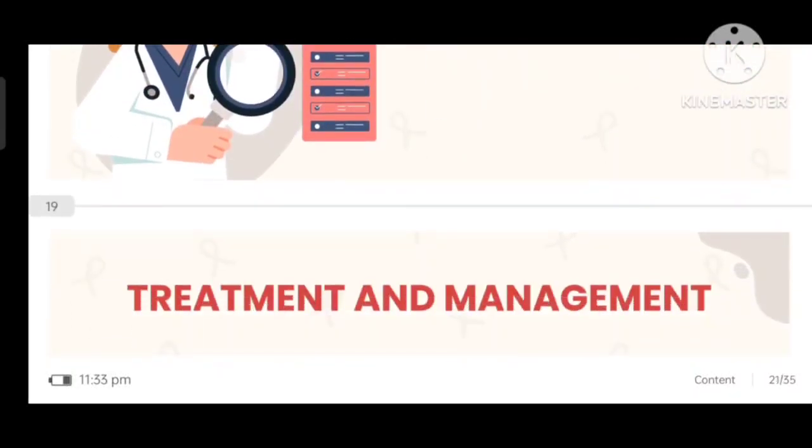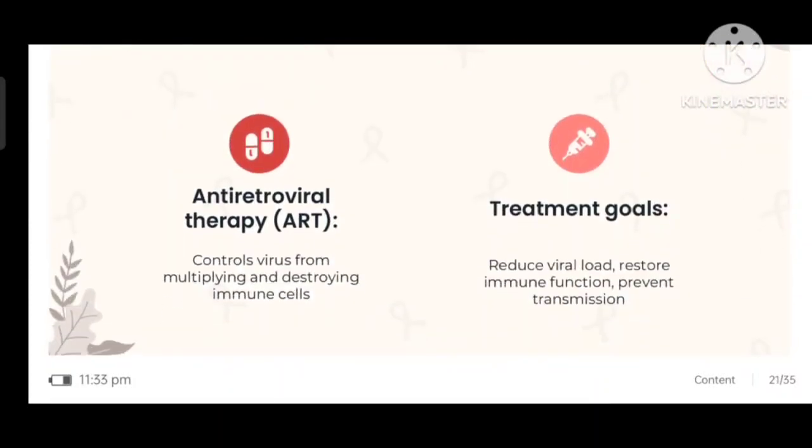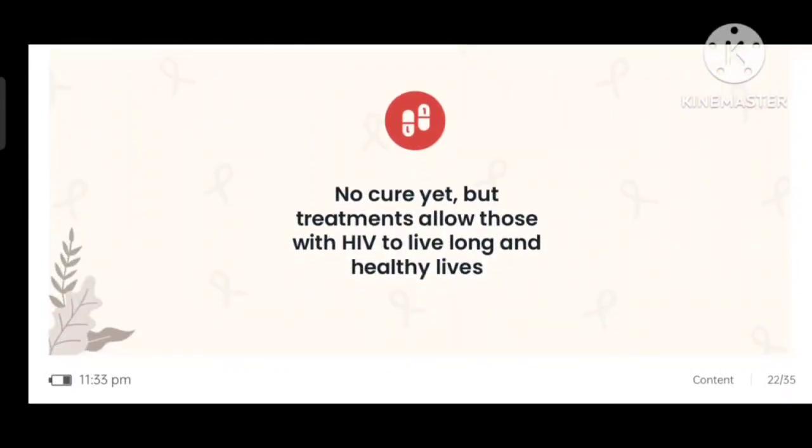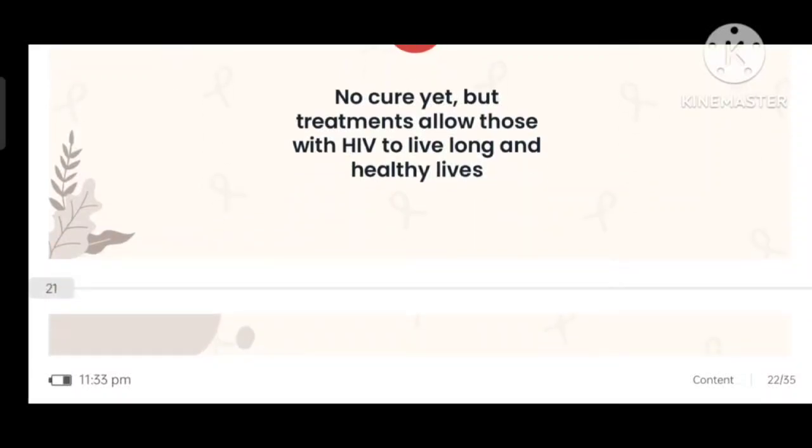Treatment and management. The antiretroviral therapy. This controls the virus from multiplying and destroying immune cells. Our treatment goals are to reduce viral load, restore immune function, and prevent transmission. We have no cure yet, but these treatments allow those with HIV to live long and healthy lives.